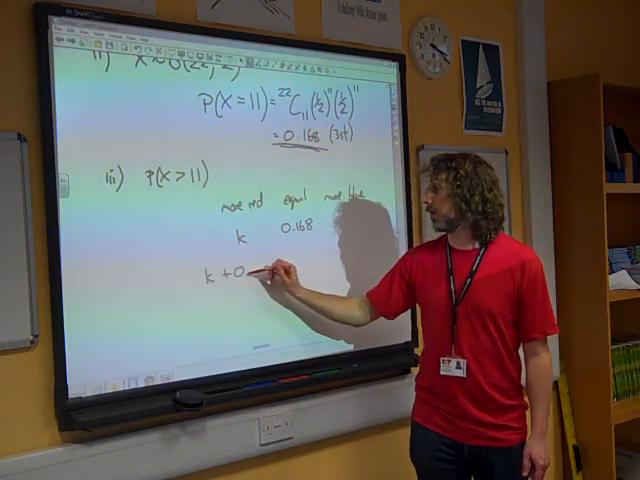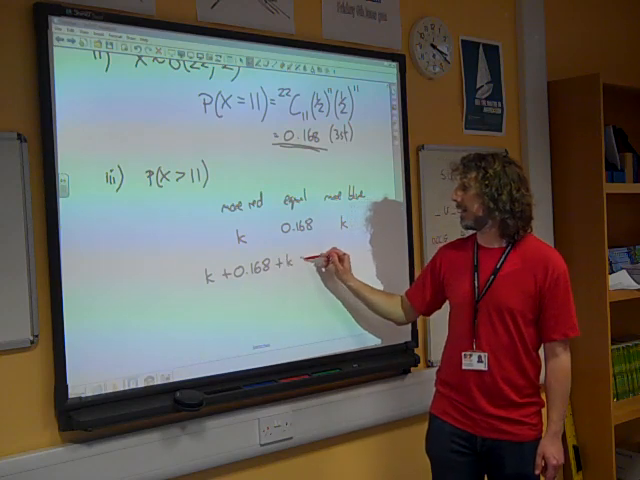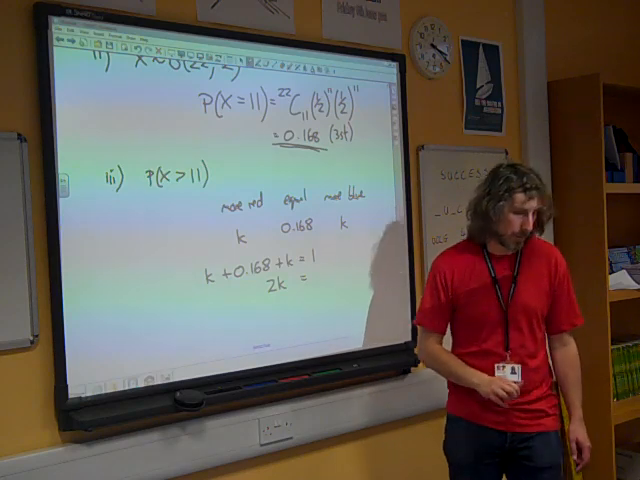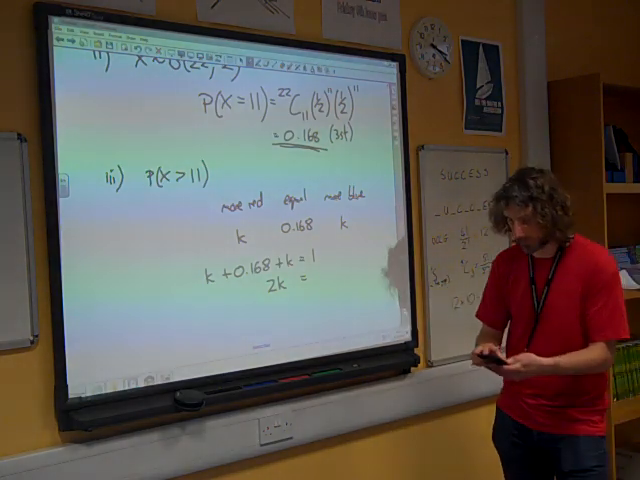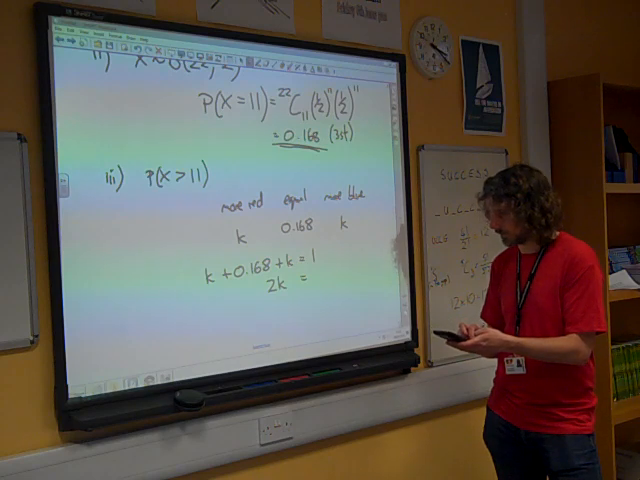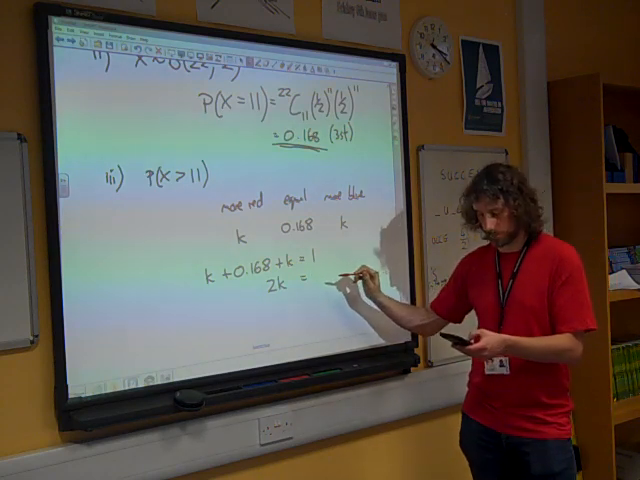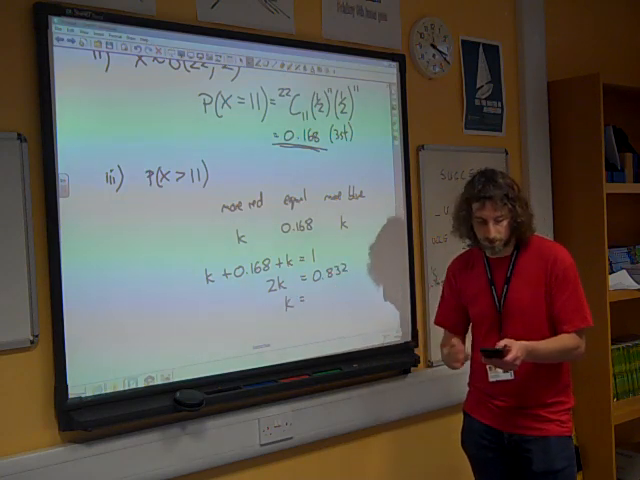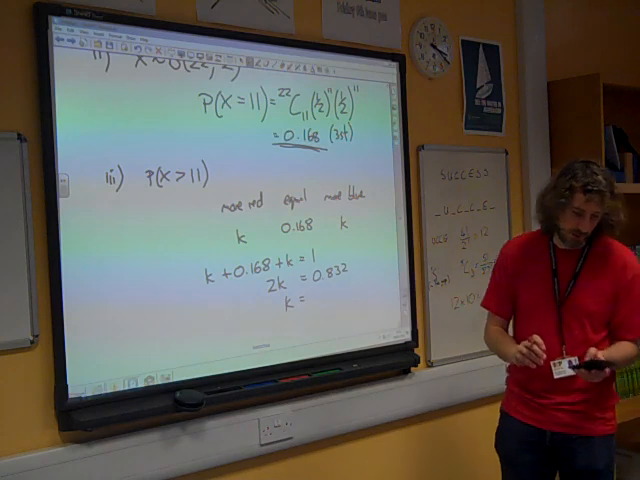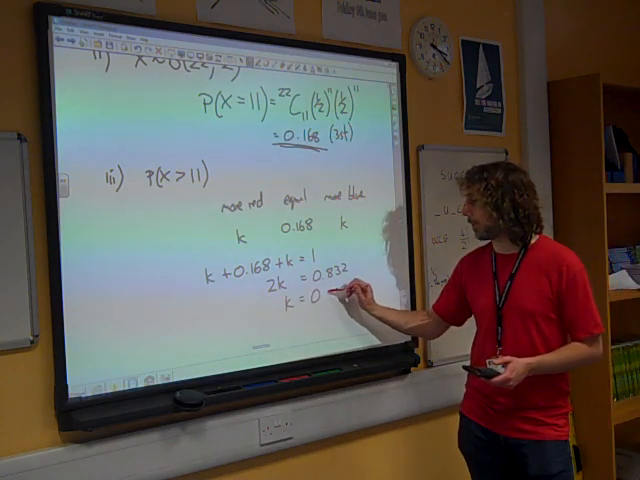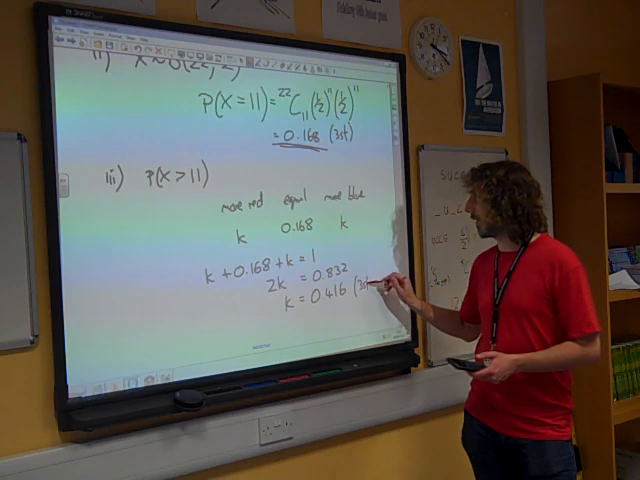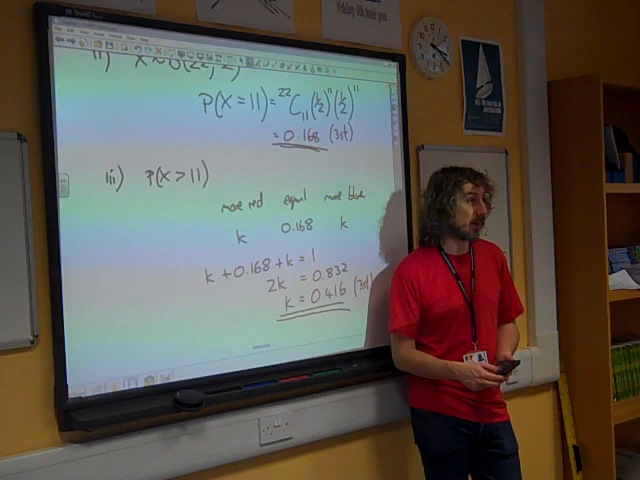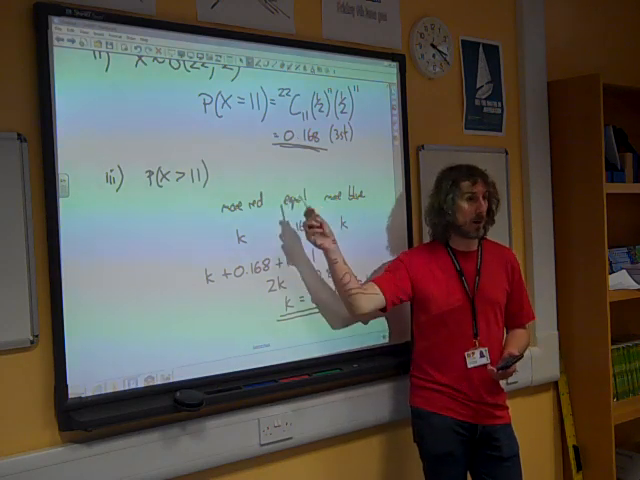So K plus 0.168 plus K equals 1, giving us 2K is 1 minus 0.168, which is 0.832. So the probability is that divided by 2, which I could have done without the calculator, 0.416. And there we go. That's why it said hence, because it was all about the symmetry and working out that pattern there.